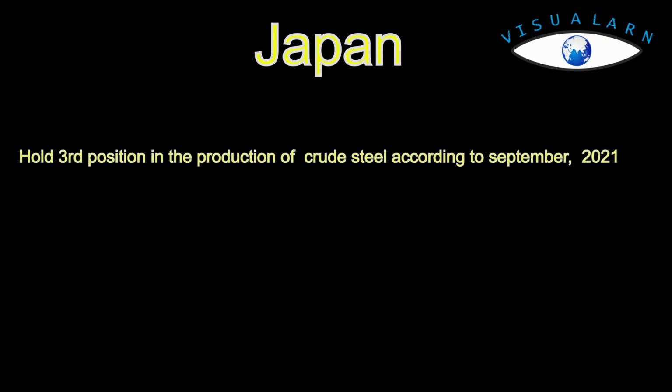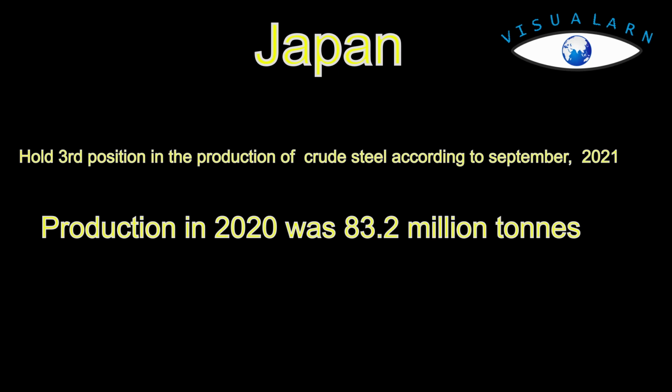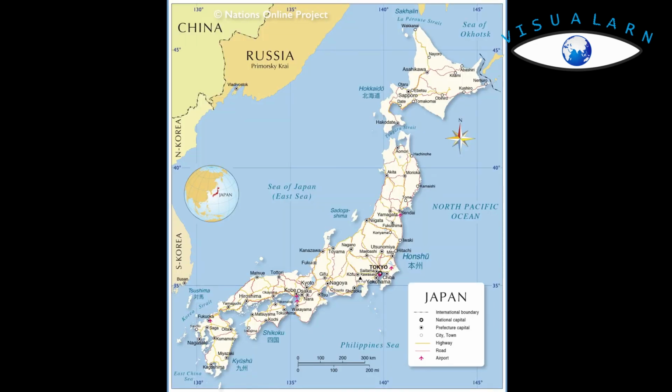Japan. Japan holds third position in the production of crude steel according to September 2021. Production in 2020 was 83.2 million tons. Major producing areas are the Tokyo-Yokohama region, Kamaishi region, Osaka-Kobe region, North Kyushu, Hokkaido, and Muroran region.